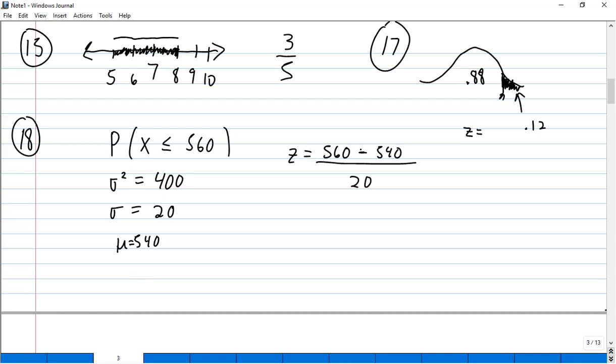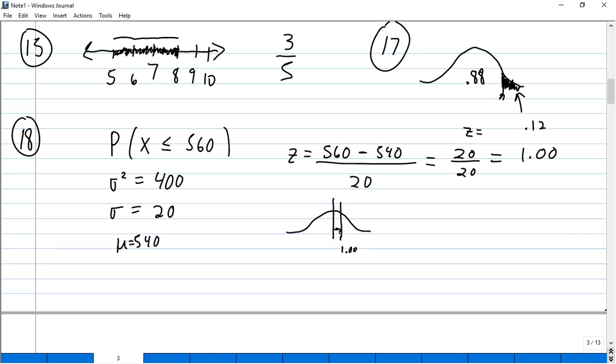All right, here's how we find a z-score. X minus mu over sigma. All right, well that looks like that's going to be 20 over 20, which is 1.00. Remember, z-scores we take to 2 decimal places. All right, so if this is a less than problem, here's our bell-shaped curve. Here's our mean. Here's where x is equal to 540. We'll have a z-score, one standard deviation to the right, of 1.0.